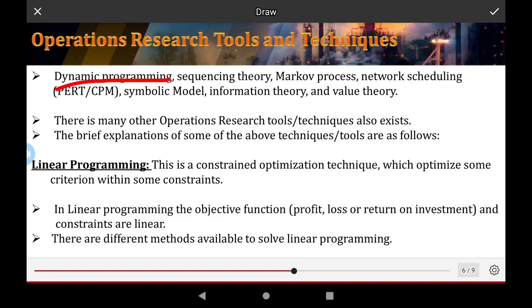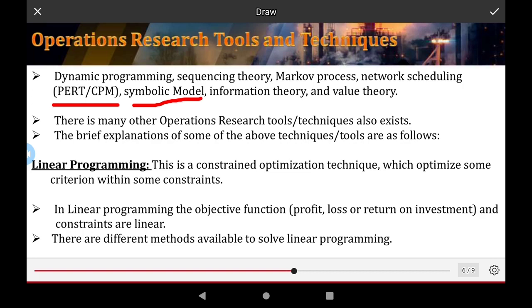ready for operations. Sequencing theory, and the Markov process, some of the Markov process use, and network scheduling, some of the network systems: PERT and CPM, okay. PERT and CPM, critical path method. Some of the paths are followed to complete the project, following the path to completion of the project, and symbolic models.